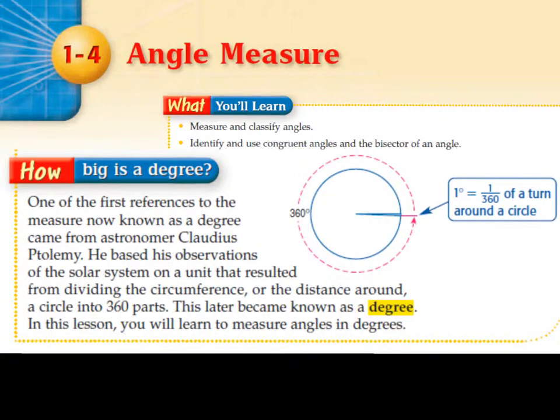One of the first references to the measure now known as a degree came from astronomer Claudius Ptolemy. He based his observations of the solar system on a unit that resulted from dividing the circumference, or distance around a circle, into 360 parts. This later became known as a degree. In this lesson, you will learn how to measure angles in degrees.